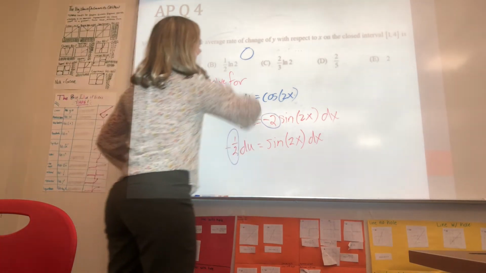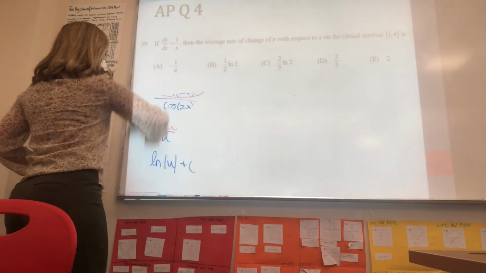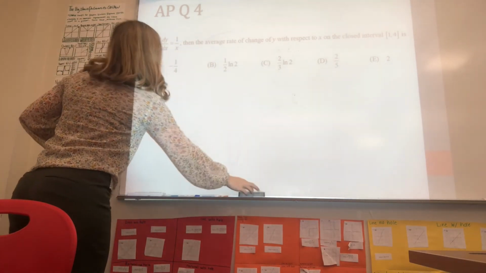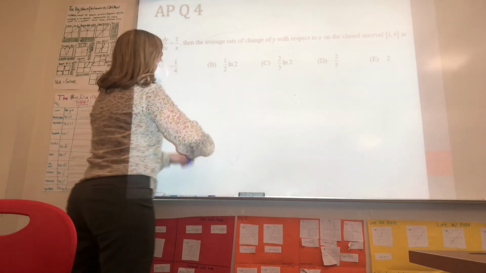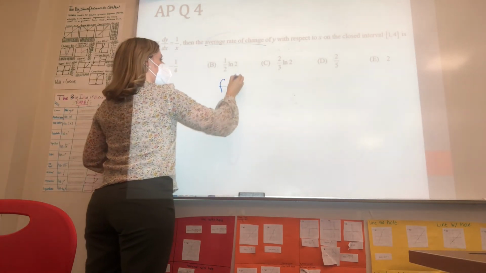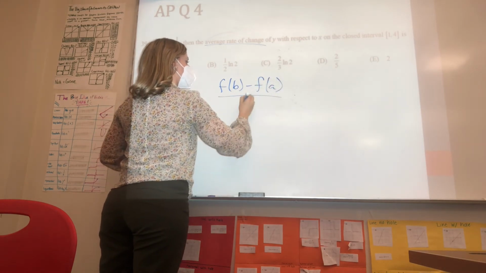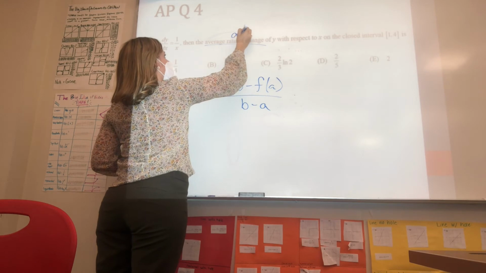Okay, average rate of change. We know how to do average rate of change, right? What's the formula for AROC? Okay, we're moving. Over b minus a. So that is our formula for AROC.